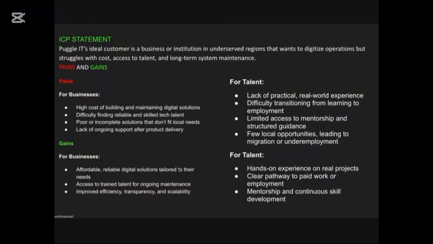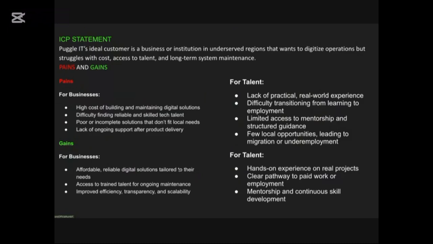Now, our ideal customer profile statement. So Puggle IT's ideal customer is a business or institution in an underserved region that wants to digitize operations but struggles with cost, access to talent, and long-term system maintenance. So we said the pains for businesses, we now try to say, okay, there are pains. Businesses have high cost of building and maintaining digital solutions. They have difficulty finding reliable and skilled tech talent. Poor or incomplete solutions that don't fit local needs.